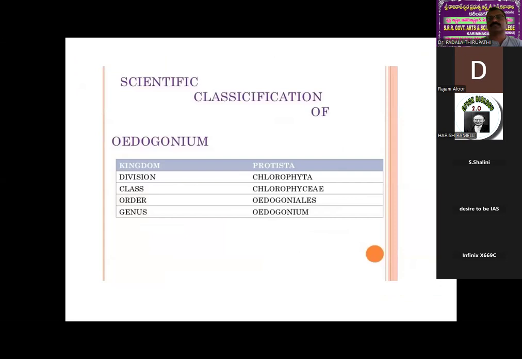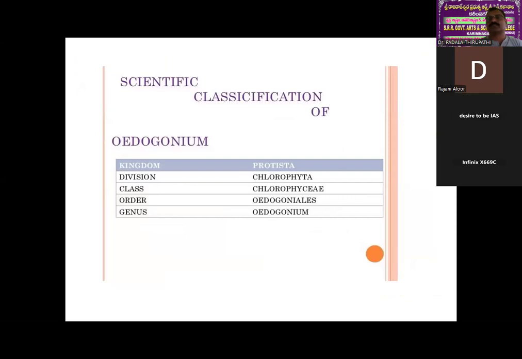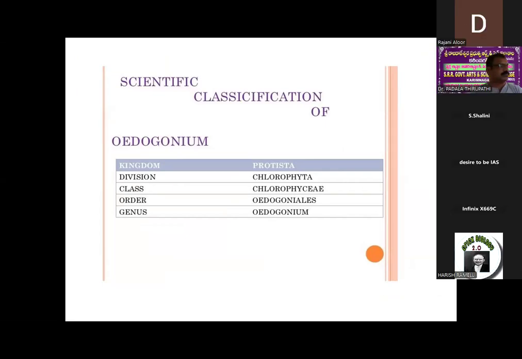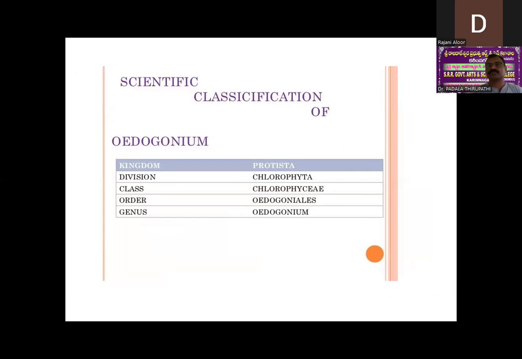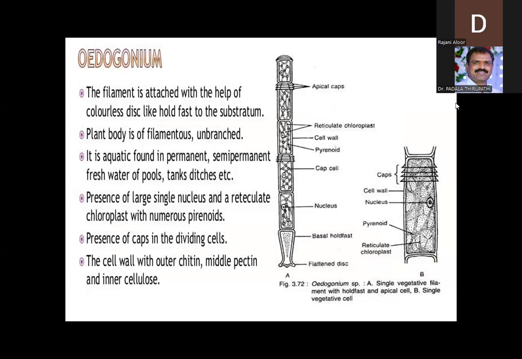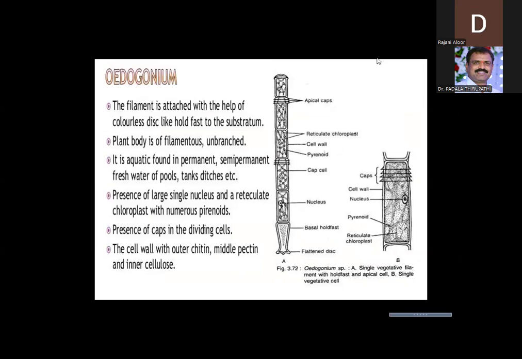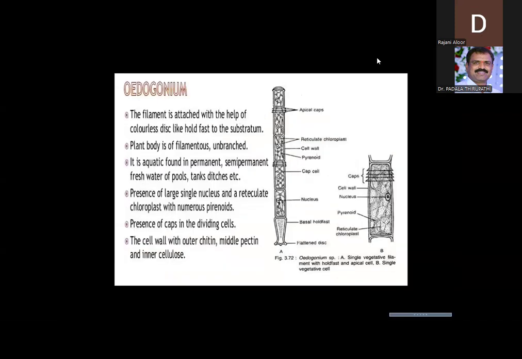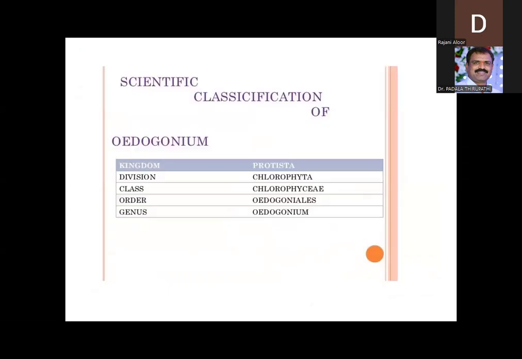The second type study is called Oedogonium. This is also in the Chlorophyceae. Three type studies are there at UG level. One is Volvox, the second one is Oedogonium, the third one is Chara. Why only these three? You can observe the thallus structure. In Volvox, what type of thallus is there? Anyone tell me, what type of thallus is present? Coenobium. Volvox, coenobium. Yes or no? Coenobium, or colonies, is present in Volvox.